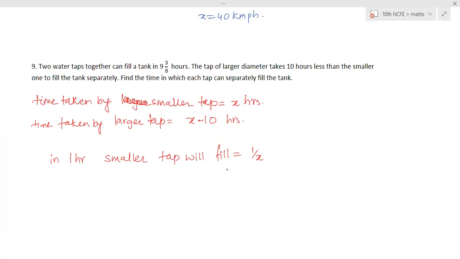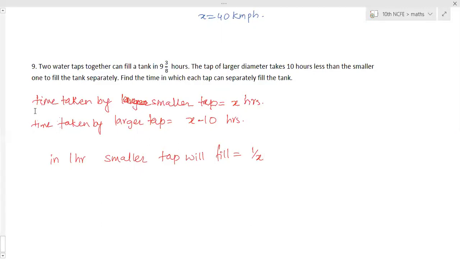So suppose in 10 hours it is completely filling the tank. Then how much part of the tank will be filled in 1 hour? 1 by 10. The second hour also 1 by 10, the third hour 1 by 10. Every hour it does 1/10 of the work, and finally one full work is done after 10 hours.